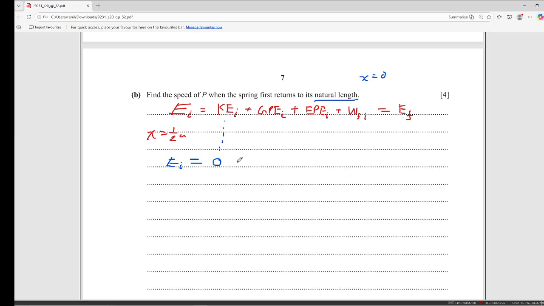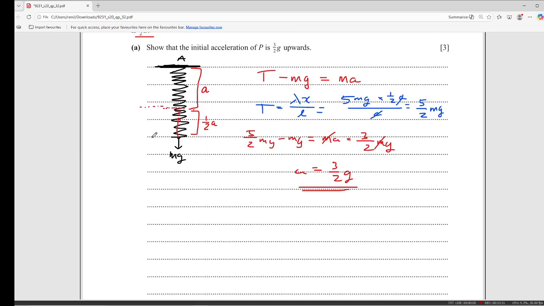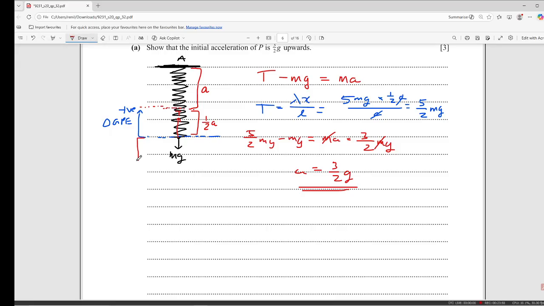Zero kinetic energy. Now gravitational potential energy, let's consider 1 by 2a as the baseline, and anything above it to be positive GPE and anything below it to be negative GPE. Meaning if we consider this to be the baseline, the change in GPE will be positive if you go upwards, and if you go downwards, the change in GPE will be negative. So essentially this point has 0 GPE. That's what we're trying to say.